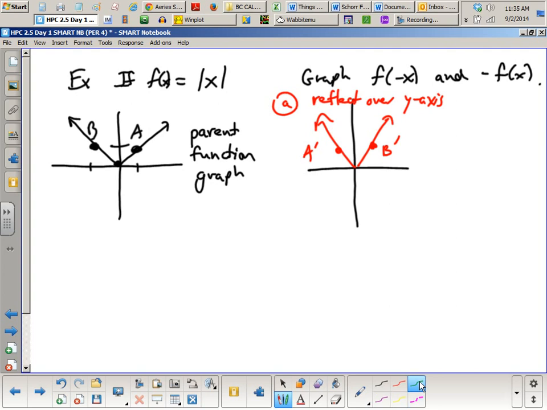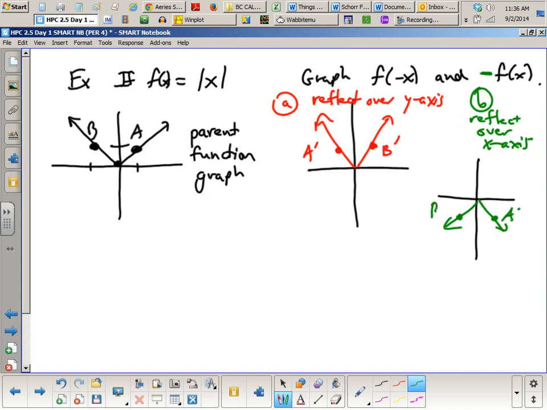For part B, we reflect over the x-axis. That's our upside down operator, right? When you have the minus out front. So that is going to look different. That's going to look like this, obviously. Point A here, point B here. Upside down is not the same as backwards on this particular example.